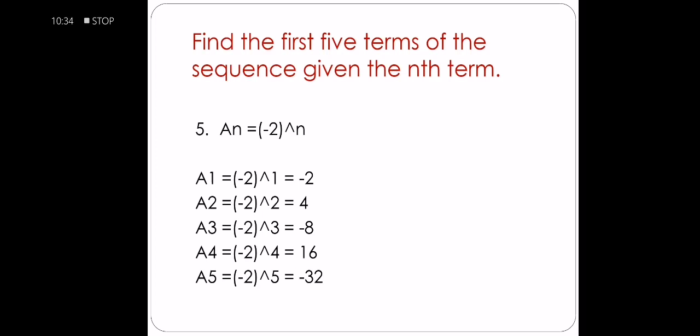So, a sub 1 equals negative 2 raised to 1, and that is simply negative 2. A sub 2 is negative 2 raised to 2, that is negative 2 times negative 2, same sign, so it is equal to 4, followed by negative 2 raised to 3 is equal to negative 8, negative 2 raised to 4 is equal to 16, and negative 2 raised to 5 is equal to negative 32.